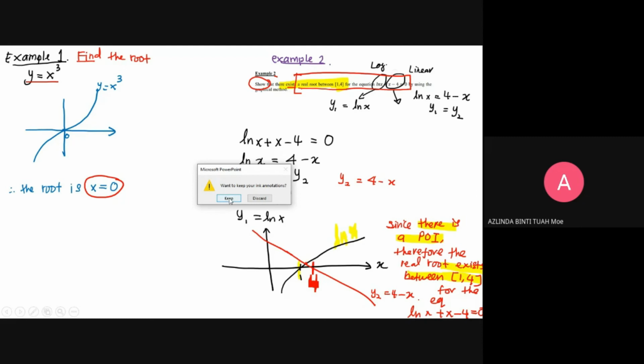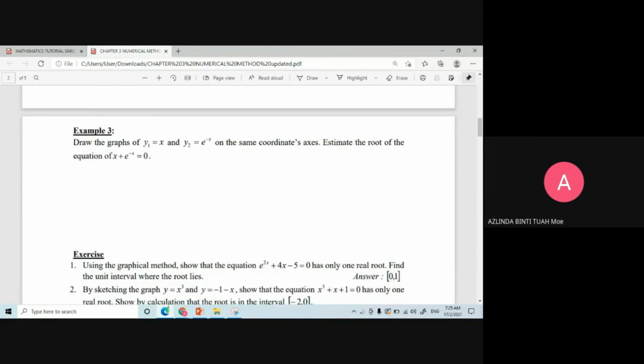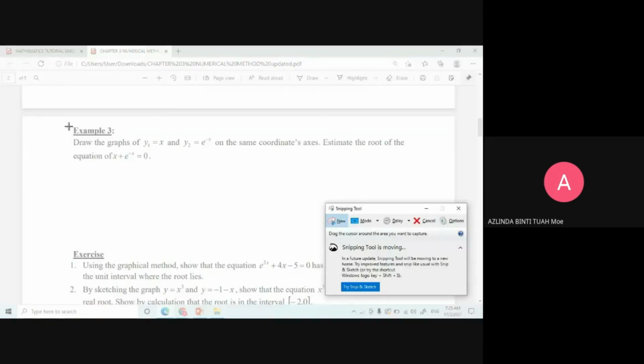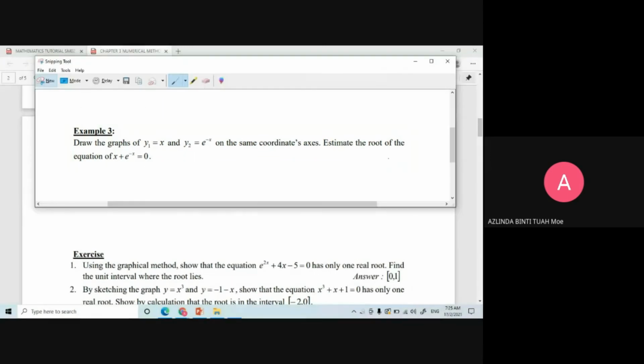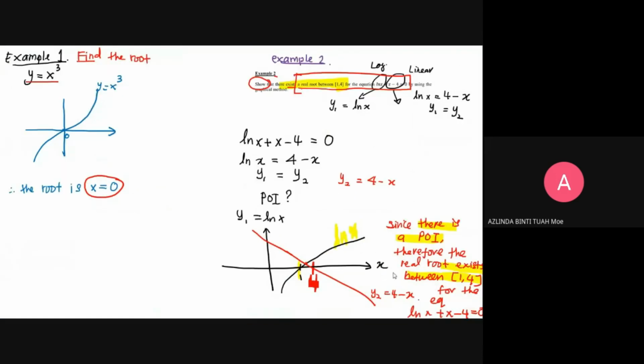Okay, next example. Example 3: y1 equals to x, y2 equals to e power of negative x on the same coordinate axis. Sketch the graph. Estimate means you have to find the root of the equation for both of them, x and e power of negative x. Estimate here means find. So we have to give the exact value, not just show that there is a point of intersection. Since we have two functions, we have to show the point of intersection and find out the value.